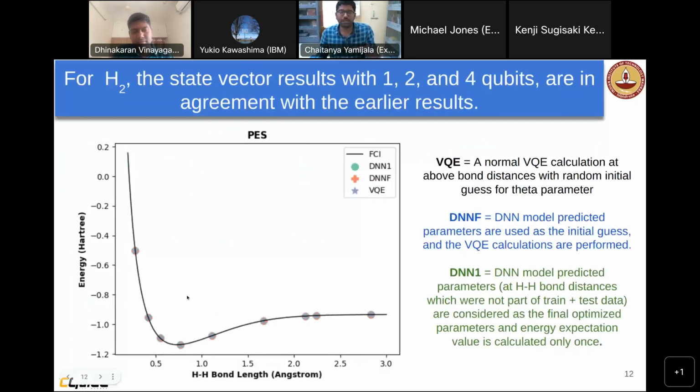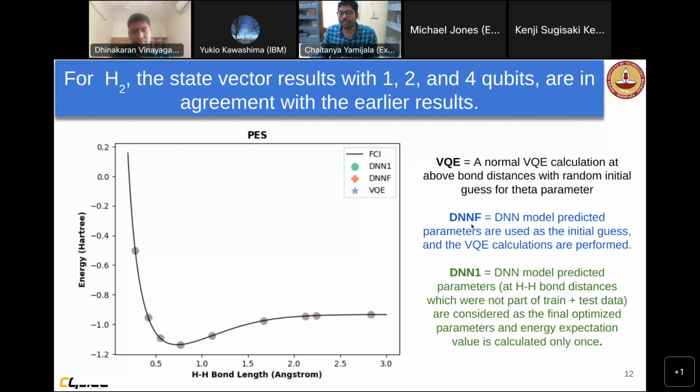First we computed for the hydrogen molecule the same kind of work that they did. That is, we essentially repeated the work here with 1 qubit, 2 qubit and 4 qubit results. Here are the data. As you can clearly see, their results and our results are matching very well, and our results are matching with respect to the FCI results also. Here VQE corresponds to the normal VQE calculation, where the initial set of theta parameters will be guessed, and there will be continuous iterations going on in order to find the final set of theta parameters.